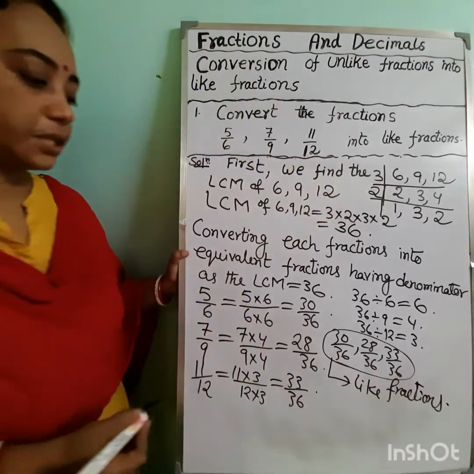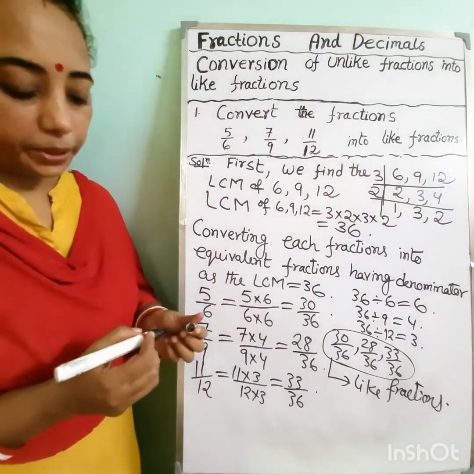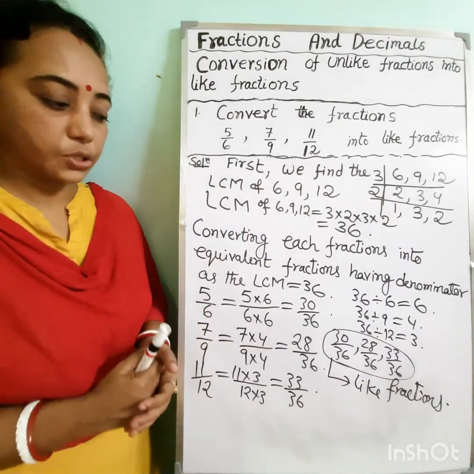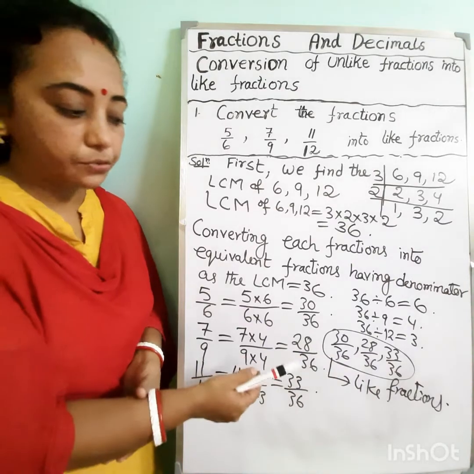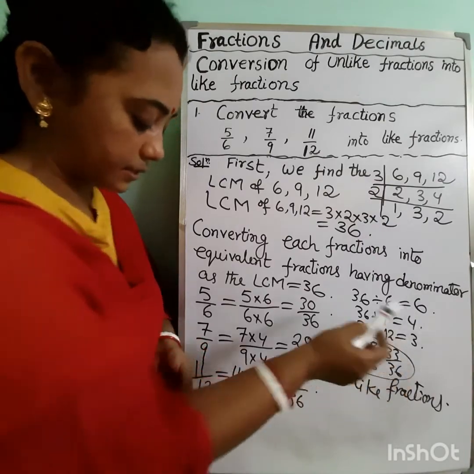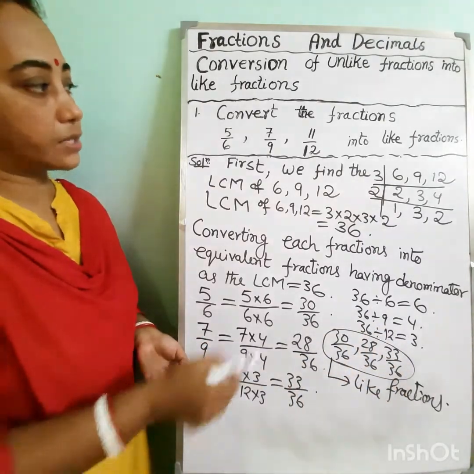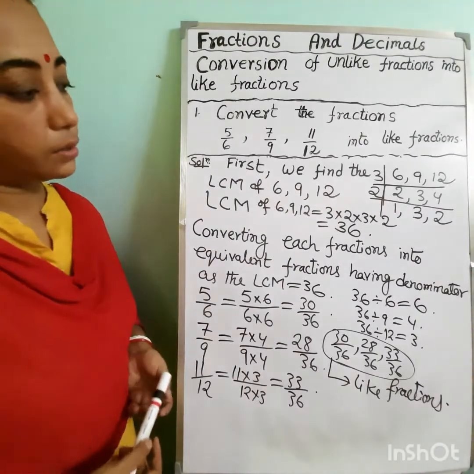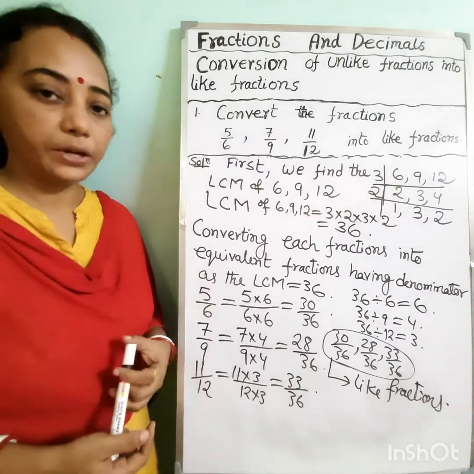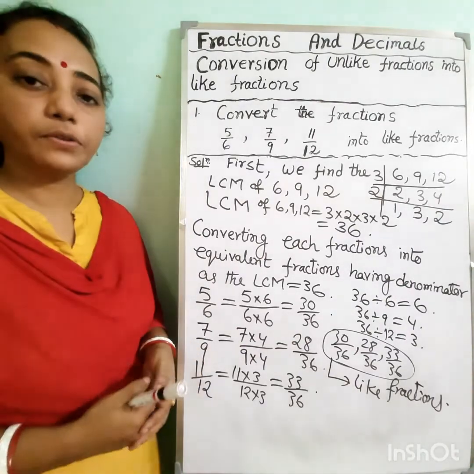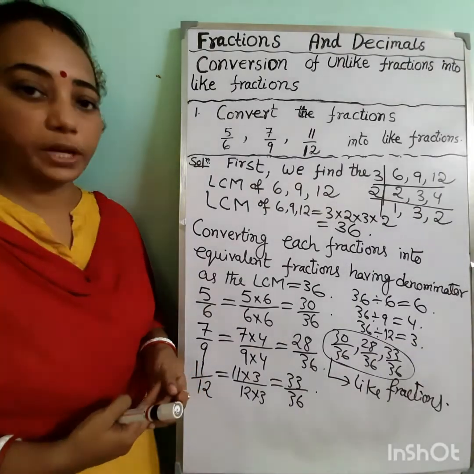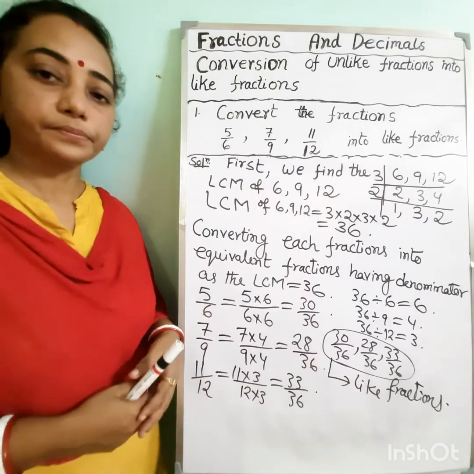From these examples, it is also very clear that when the denominators are the same, we can easily compare their numerators. We can easily compare the given fractions. So from this we can easily find out which fraction is greater. Here 33 is greater than 30 and 28. So 33 by 36, that means 11 by 12, is the greatest of these three fractions. So when we want to compare any given fractions, first we try to convert the given fractions into like fractions. That means we have to make all the denominators the same.